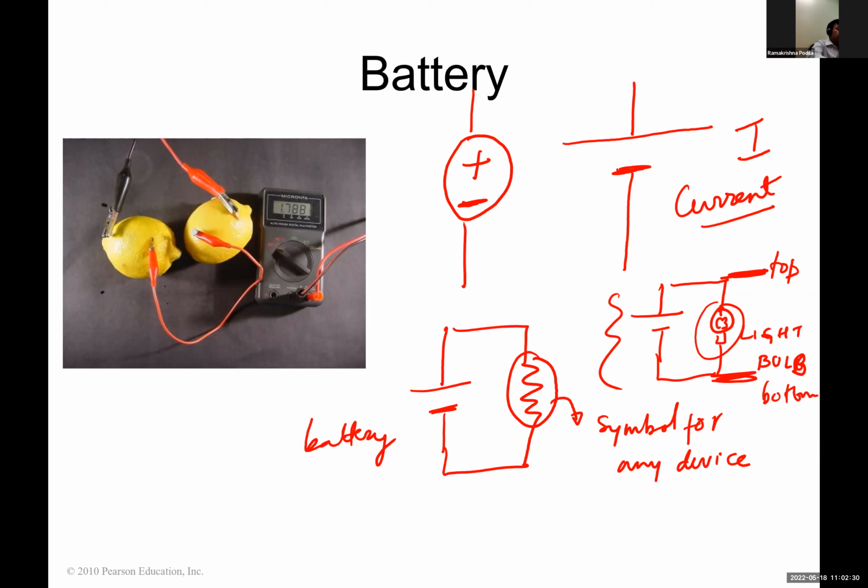And this current is measuring the rate of flow of charge, how fast the charge is flowing and how much of it is flowing.